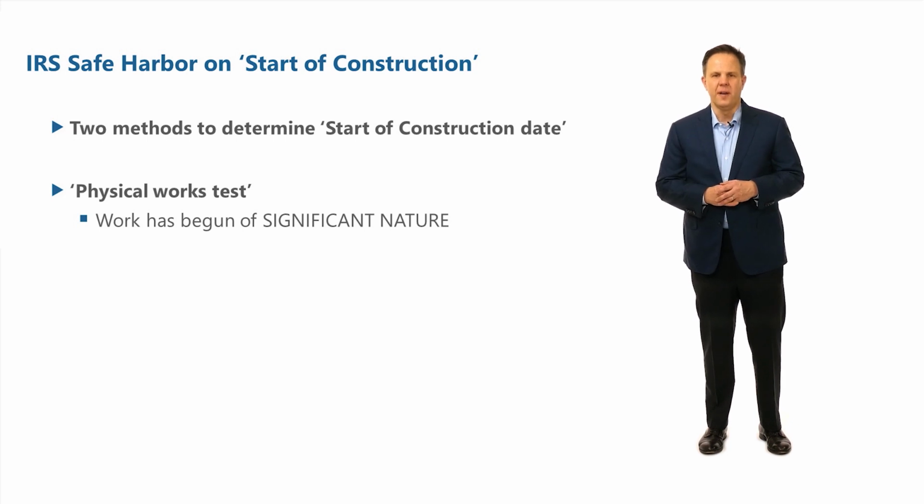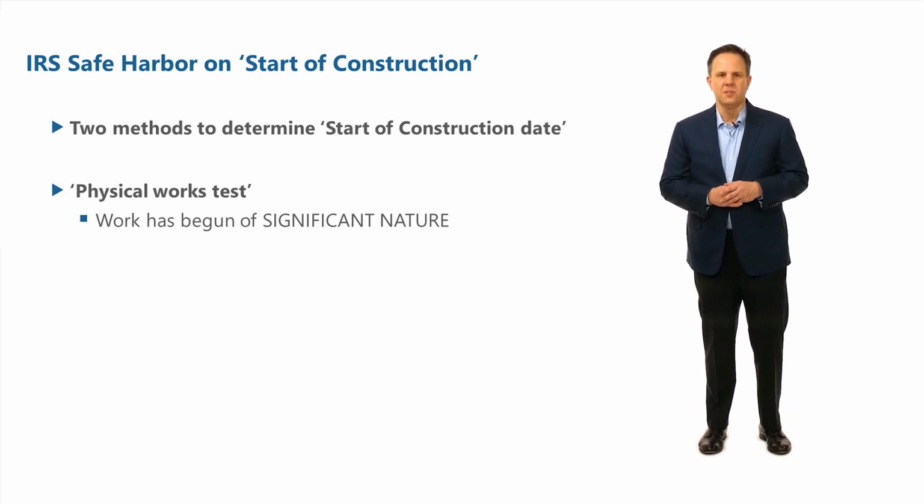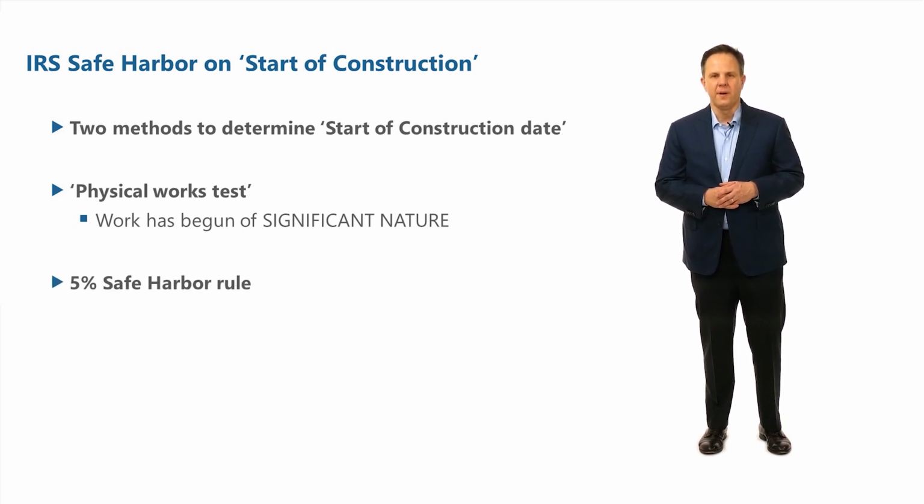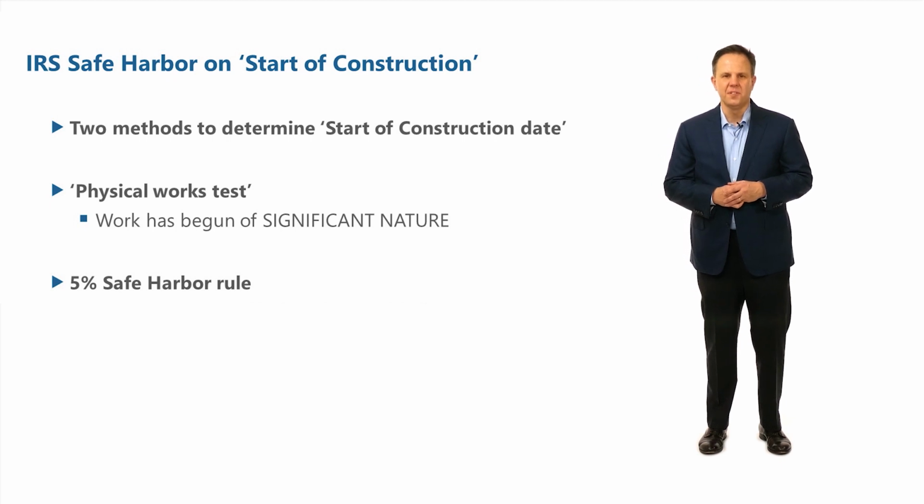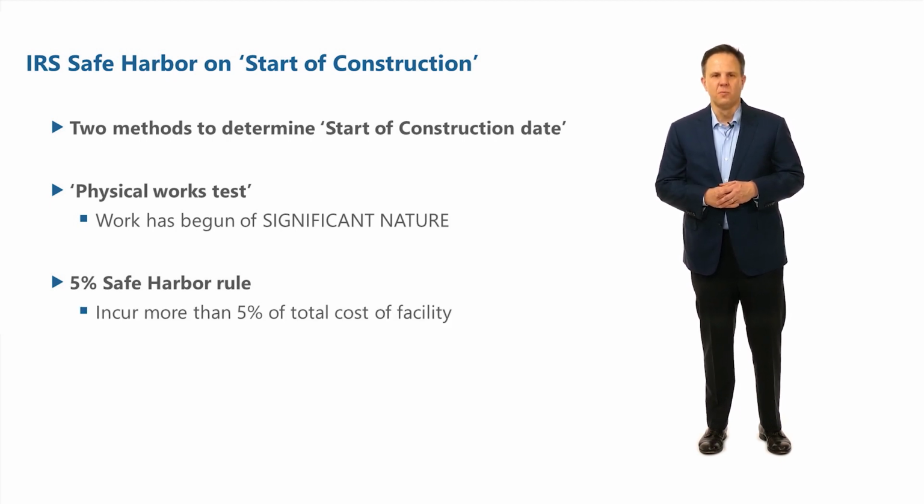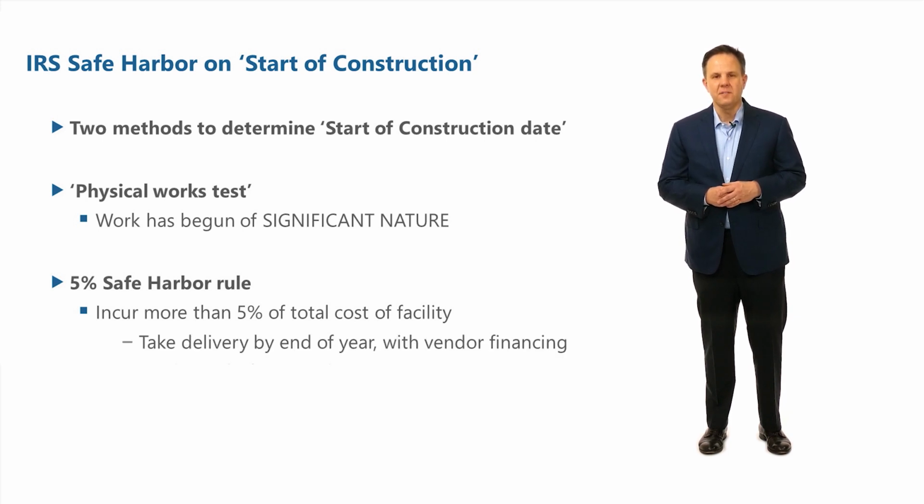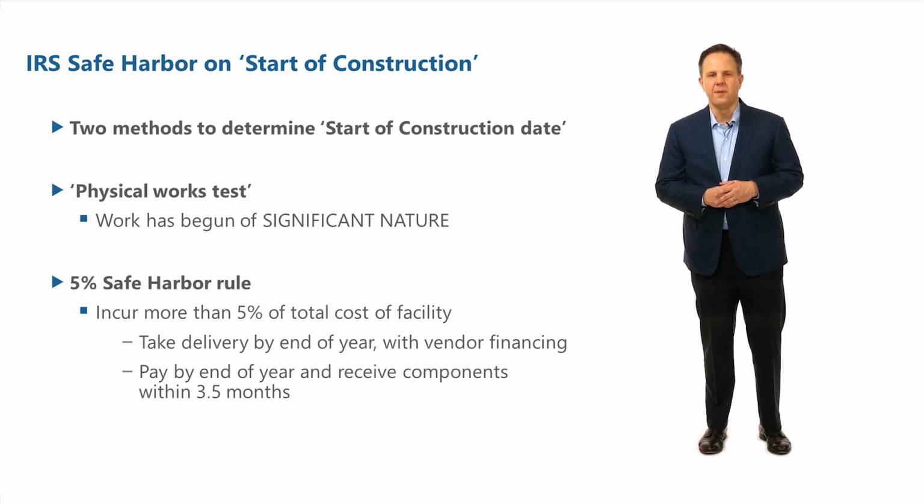But if the project isn't ready for physical work, there's a second way to establish the start of construction. You can meet a safe harbor by incurring 5% or more of the total cost of the facility. You can pick one of 2 special rules, like a kid picking from 2 desserts. You can only pick one of the special rules. First, you can opt to take delivery of the purchased components by the end of the year in question, and then pay for them with financing from the vendor over time. And the second special rule, or the second dessert option, is you can pay for them by the end of the year, and then the vendor has 3.5 months to deliver them to you.